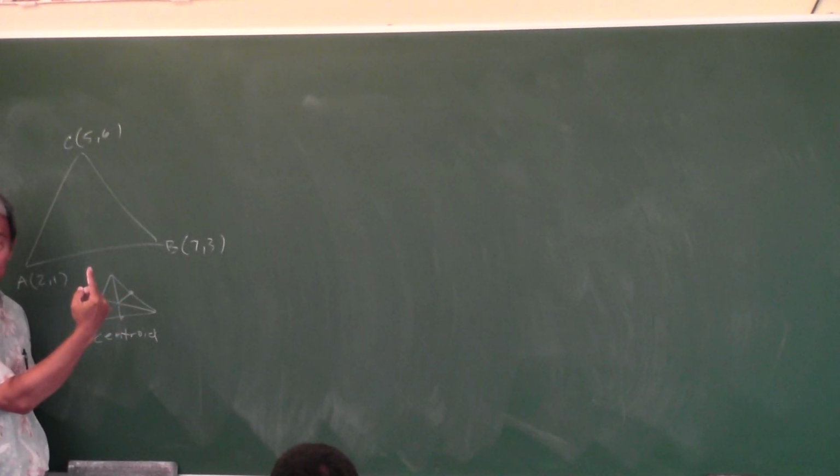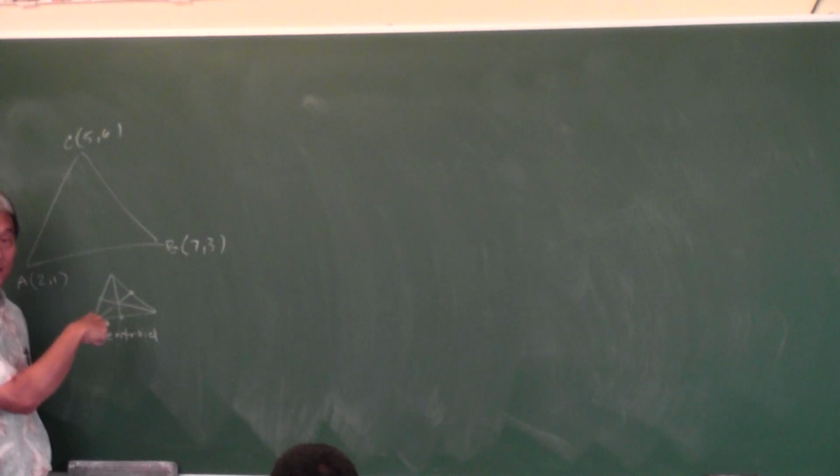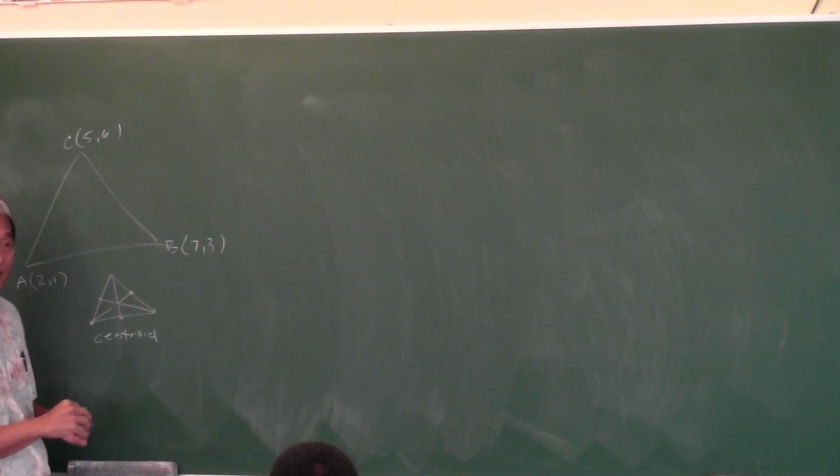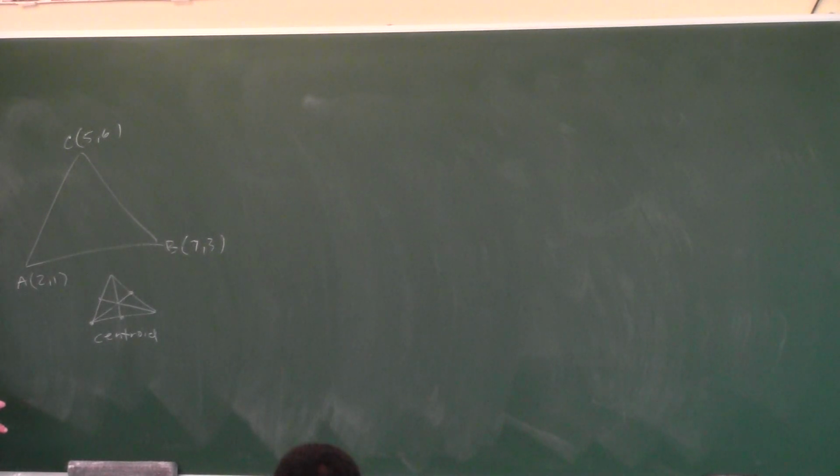Masunaga showed you that, right? That's the centroid. That's the intersection of the medians. You're going to have to find that tonight. So, tonight's homework, problem 1.